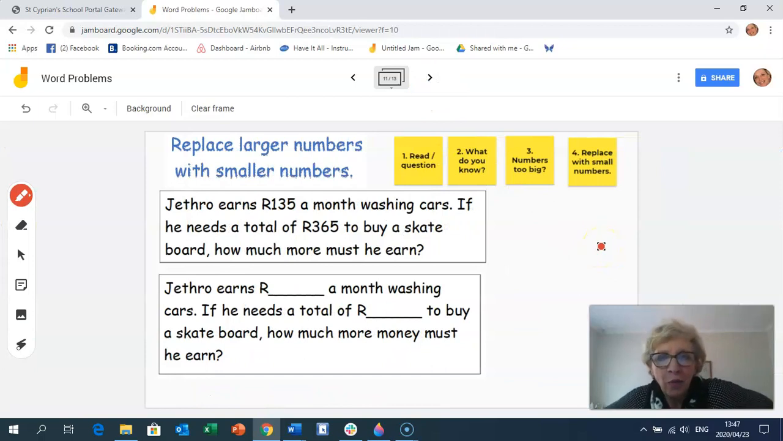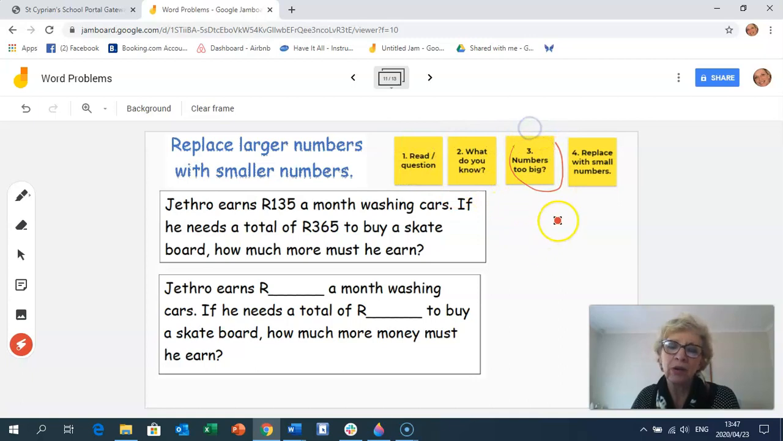Another way to try and simplify the problem, if you've got quite big numbers, is actually to take smaller numbers and put them in their place. So I'm going to read you the word problem, and then I'm going to show you what I want you to do. So again, read the question. What do you know and what do you still need to find out? If your numbers are too big or confusing, replace them with smaller numbers and it'll just be like a light going on in your head.